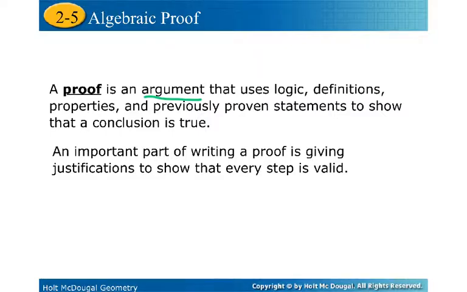So an important part of writing a proof is giving justifications, which we call reasons, to show that every step is valid. As we gain more resources, we are going to be able to skip certain steps in our reasons, but right now we just get to explain every step. It's going to feel redundant, but it just means that we're thorough.